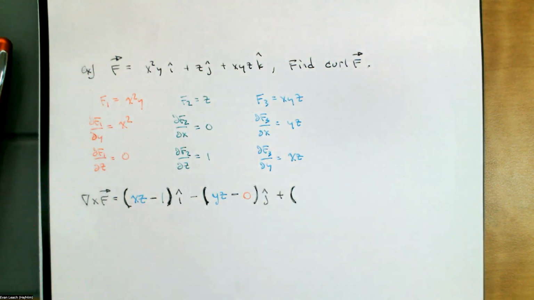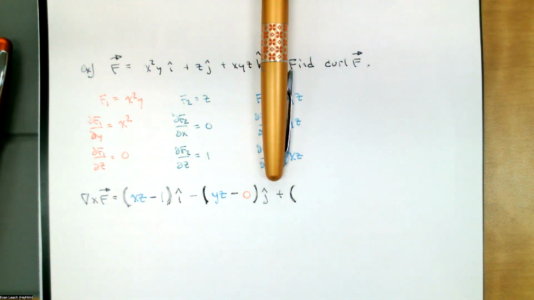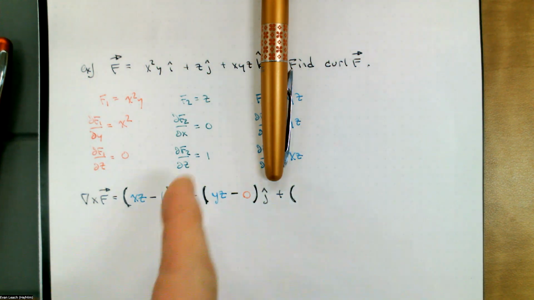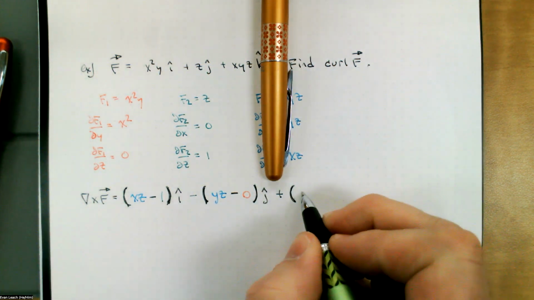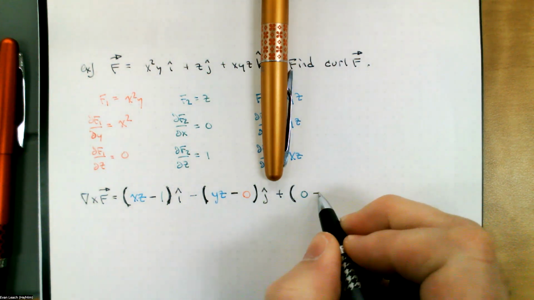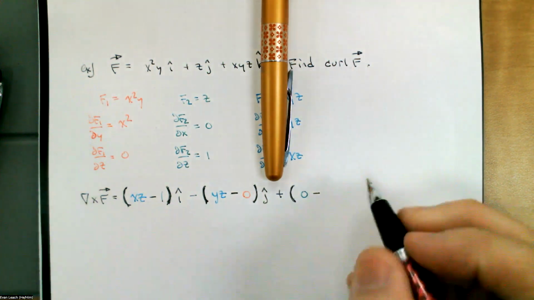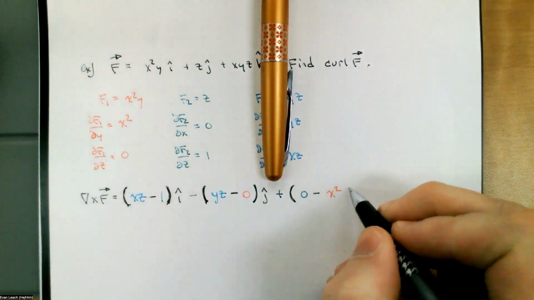And then for the K component, K is in the column with F3, so I don't want any of the F3 stuff. I just want the F1 and F2 stuff. Furthermore, since K is in the partial with respect to Z column, I don't want partials with respect to Z. I want the X and the Y. So I'm going to go F2 with respect to X minus F1 with respect to Y. And there's my K component.